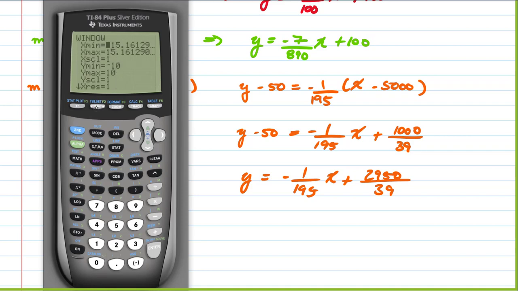So we go to window. I'm going to make my x-min negative 1,000 to give myself a little breathing room. I'm going to go out to 19,000 to make sure it fits, and then I'm going to scale in the thousands. For the y, let's give ourselves a little room here. Let's make our y-min negative 10, our y-max 110, and let's go ahead and scale this in tens.